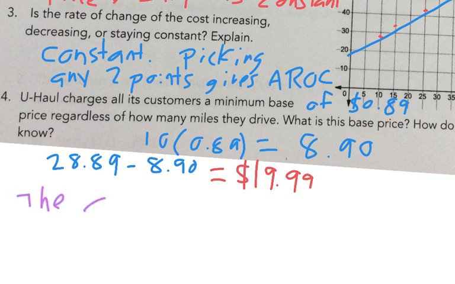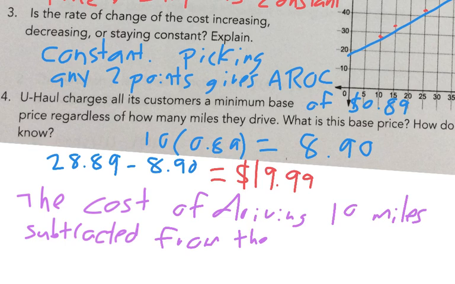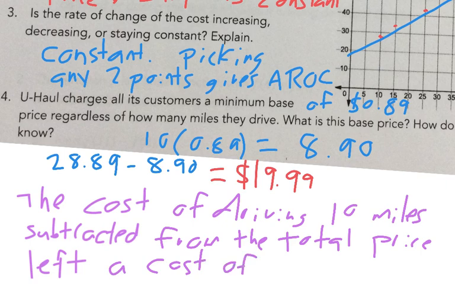The cost of driving 10 miles subtracted from the total cost. Let's just call it the total price. Left a cost of $19.99. And again, it doesn't have to be said exactly like this. Just some form of explanation. Okay, I'll fix that one letter.